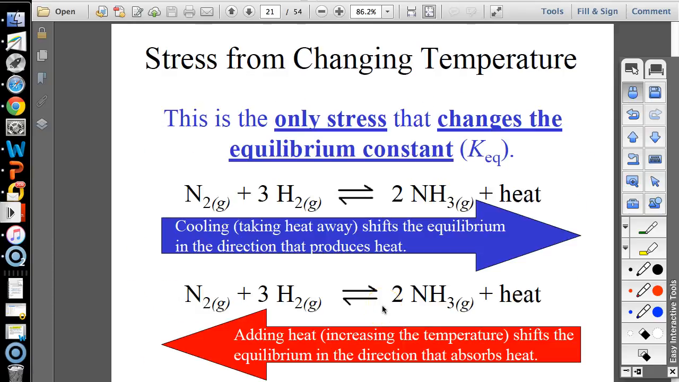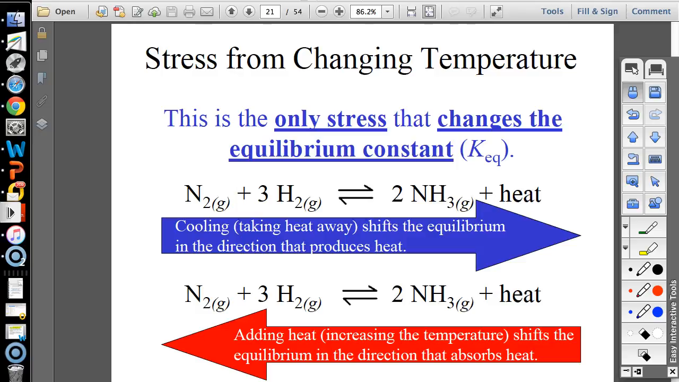So on this reaction, we can tell it's exothermic. If you cool down an exothermic reaction, it's going to shift toward the side that adds more heat. So like I said, if you write in the word heat on the correct side, it makes it very easy. Don't skip that step. You're not helping yourself.